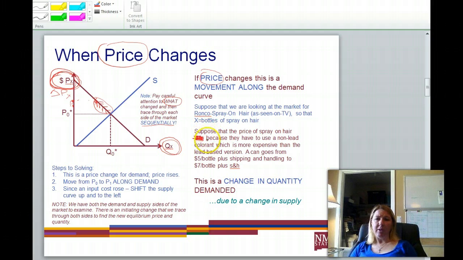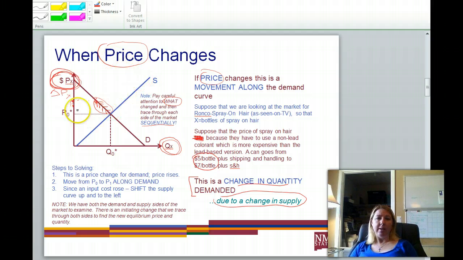Suppose that the price of spray-on hair increases because they have to use a non-lead colorant, which is more expensive than the lead-based version. So a can goes from selling for $5 a bottle plus shipping and handling to $7 a bottle plus shipping and handling. So we have an increase in price as a result of something that changed in the supply world. So if I'm asking you a question about what happens to demand, this is going to be a change in quantity demanded, but it was due to a change in something in the world of supply.